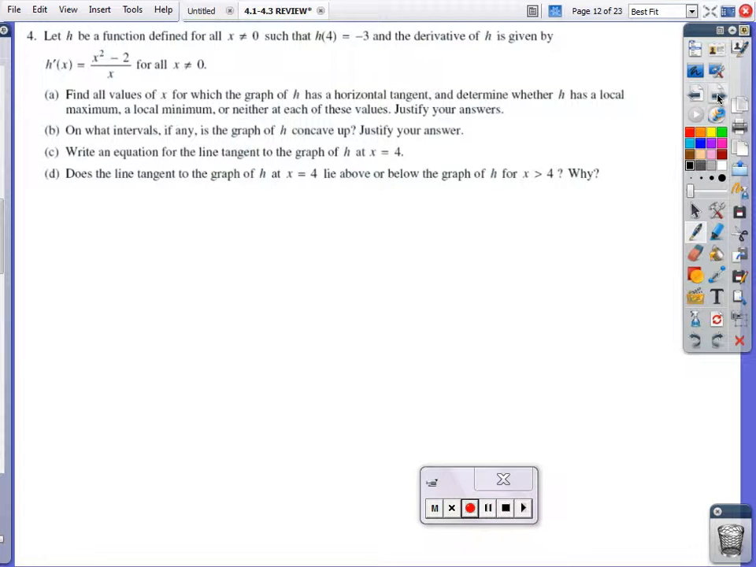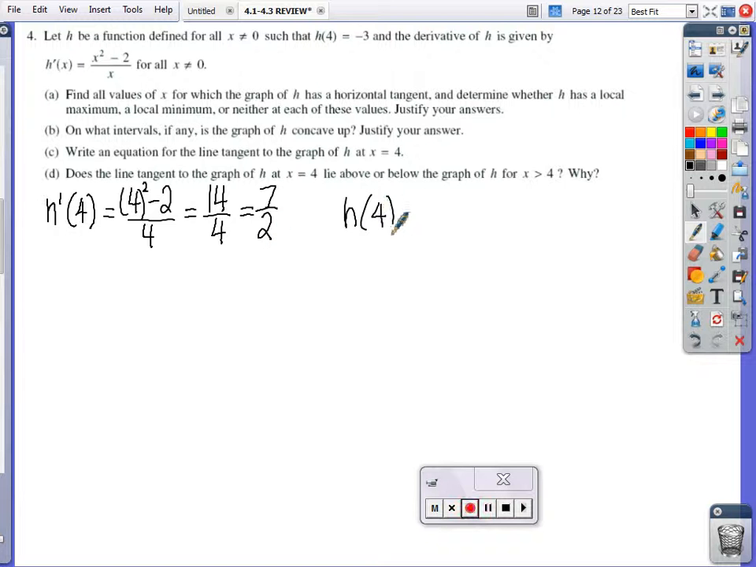Letter C. Write an equation of the tangent line at x equal to 4. So if I need the function to make a tangent line, then I'm going to need h prime of 4, which is 4 squared minus 2 over 4. So 16 minus 2 is 14 over 4. Let's simplify that to 7/2. Remember at the very beginning they gave us h of 4 is equal to negative 3 all the way at the top. Therefore I have the two pieces I need to make my tangent line. So y minus negative 3 equals 7/2 times x minus 4.